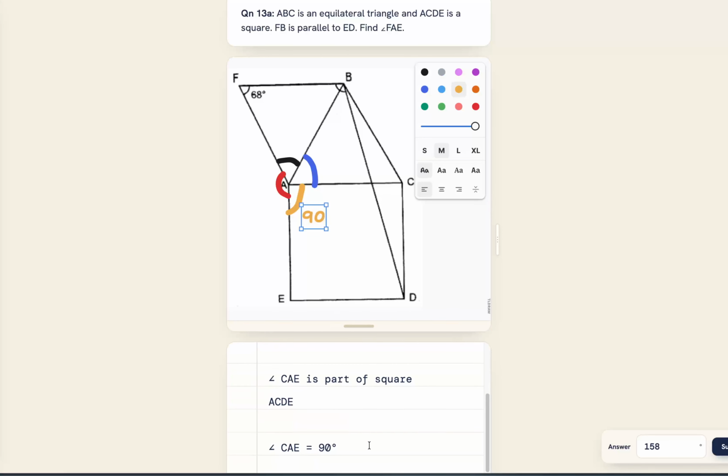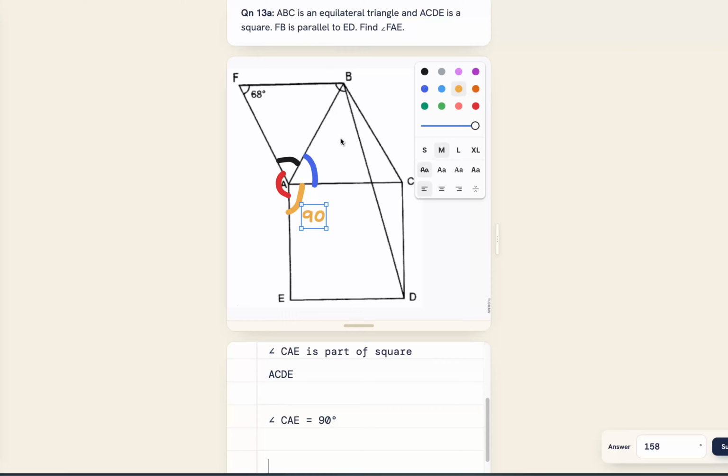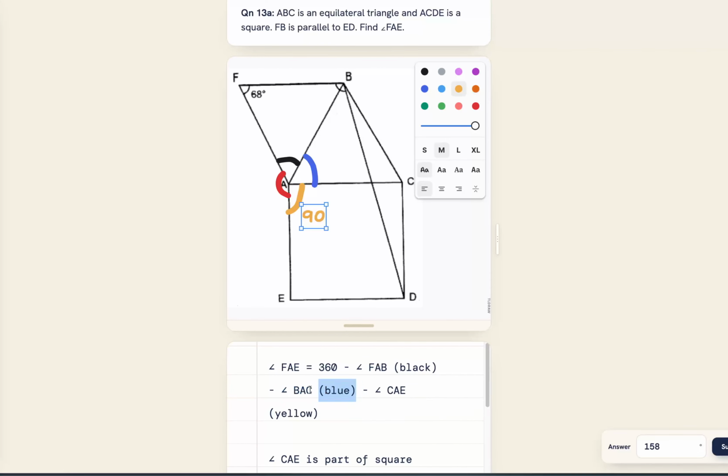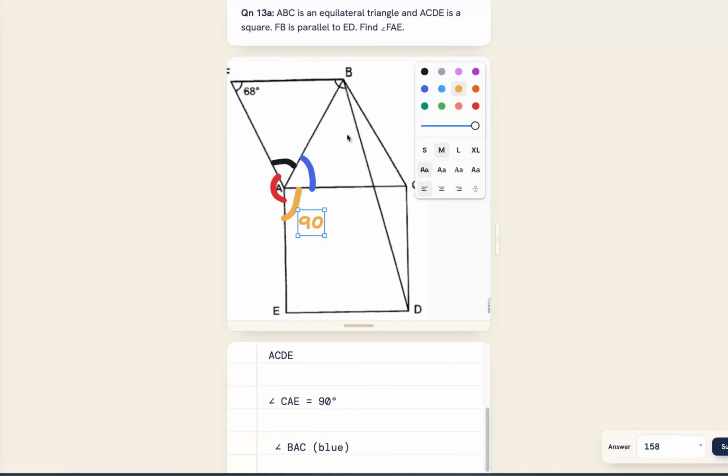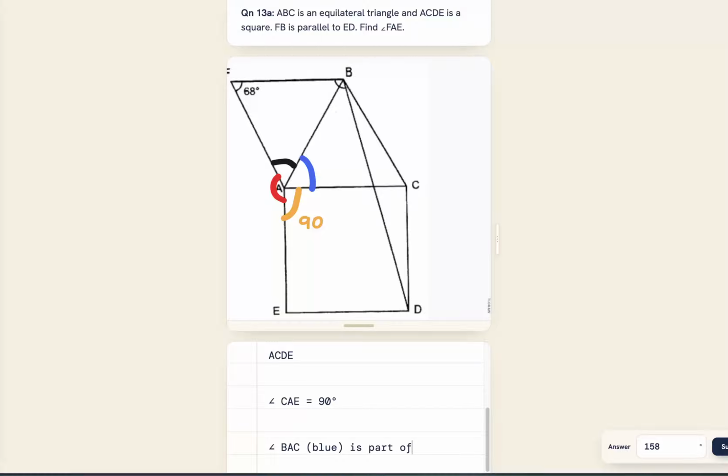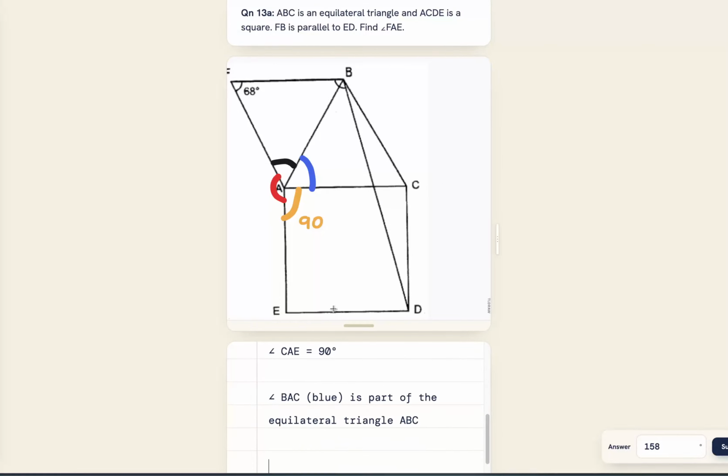There you go. So now the next thing is we want to find BAC, which is the blue angle. So for the blue angle, what is the blue angle over here? This is part of the equilateral triangle. In this case is ABC, right? ABC is an equilateral triangle. So angle BAC is part of the equilateral triangle ABC. So that means angle BAC is 60 degrees.